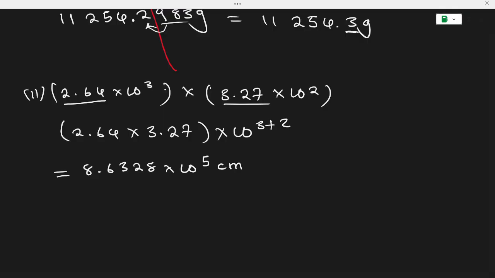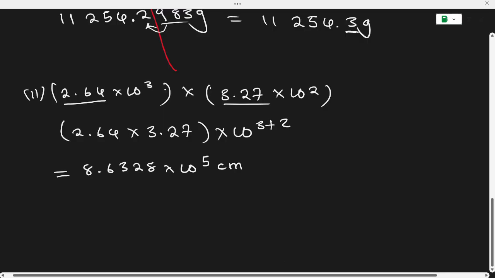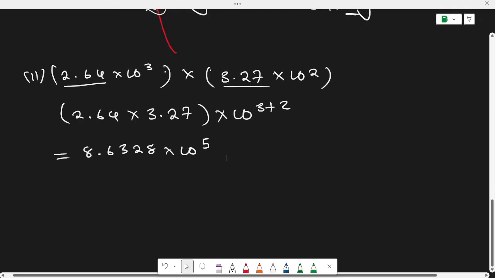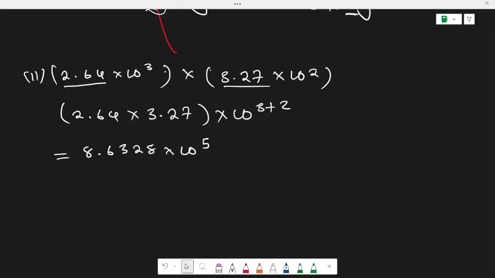Oh, I didn't include centimeter, so there is no need for me to include it now. Let me just remove it like that. So now, how do we write this the correct way? How many significant figures is it supposed to have? Well, you consider the one with the least number of significant figures, and that's what your answer will also have. If the least number of significant figures is 2, your answer will also have 2. So we find that this one has 3 significant figures, then this one has 3 significant figures. So your answer should also have 3 significant figures.